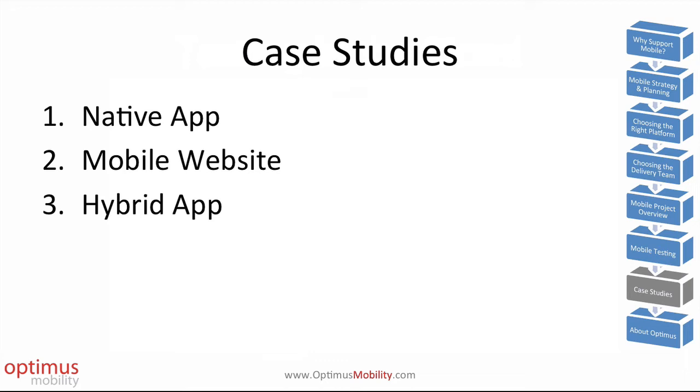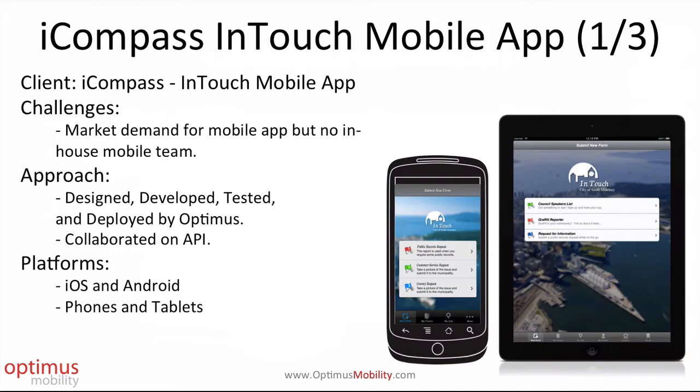So with that, let's dive into a few specific case studies. So here we've chosen 3 case studies from recent projects. The first one, we developed a native app for iOS and Android. The second one, we developed a mobile website that supports all modern mobile browsers. And the third one, we did a hybrid app in PhoneGap. So this first application, this is an application called InTouch for a company called iCompass outside of Kamloops, BC.